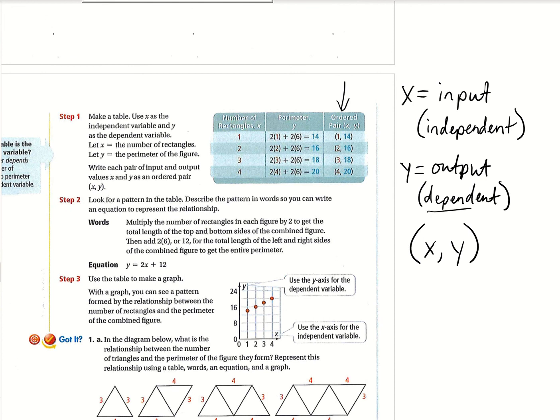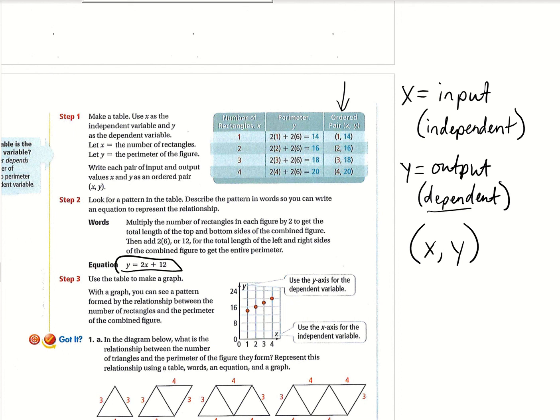For step 2, they say look for a pattern in the table, describe the pattern in words so you can write an equation to represent the relationship. They say multiply the number of rectangles in each figure by 2 to get the total length of the top and bottom sides of the combined figure. Then add 2 times 6, which can be simplified as 12, for the total length of the left and right sides of the combined figure to get the entire perimeter. So basically they use that really long, wordy jumble of words, and they come up with this equation right here: y equals 2x plus 12.